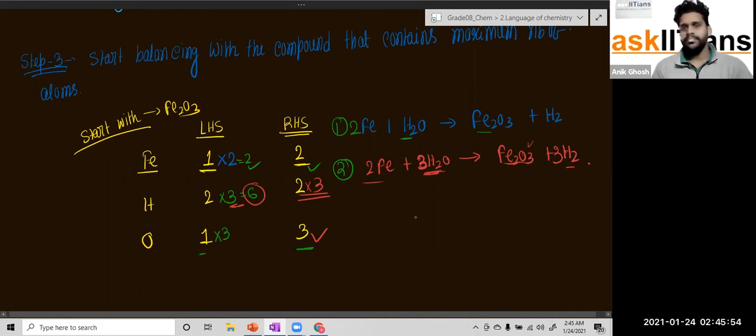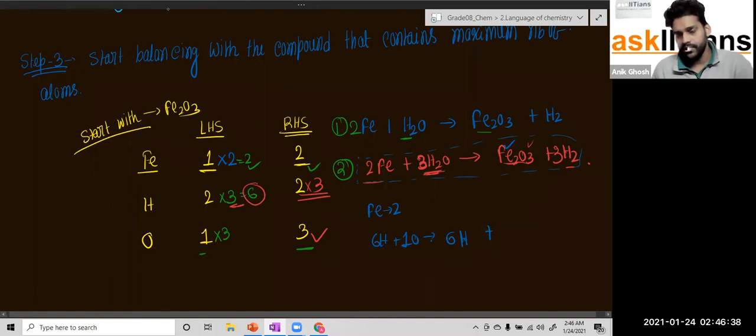Okay. So the thing we can see is from the left hand side, Fe, there are 2 irons, and the right side as well, you have 2 irons. In the left side, you had 6 hydrogen, and the right side as well, you have 6 hydrogen. So hydrogen is also balanced, and 3 oxygen and 3 oxygen. So oxygen is also balanced.